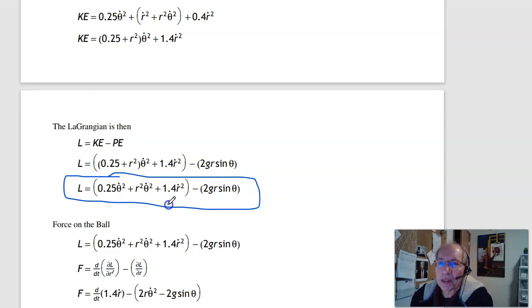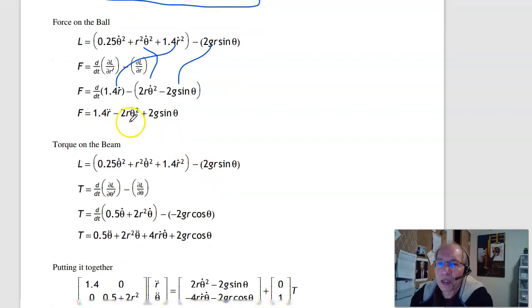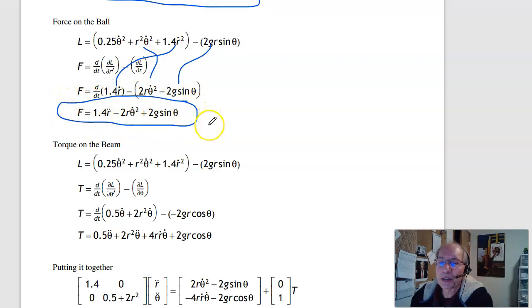Now that I have the Lagrangian, I can find the force on the ball, which is going to be 0. That's the full derivative of the partial with respect to r dot, which is, where's an r dot? Right here's an r dot, and that's about it, minus the partial with respect to r. So here's an r, and there's an r. Taking the full derivative, 1.4 r double prime, and simplifying. So there's one set of equations for the dynamics.